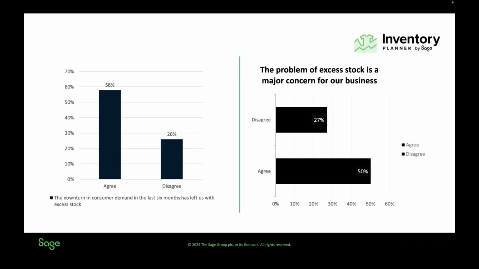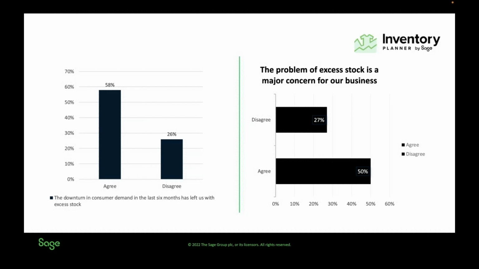Let's talk a little bit more about that survey that I mentioned. So over here at Inventory Planner by Sage, we talk to customers, retailers, day in and day out, but we want to make sure that we're not making assumptions. So for that reason, we do routinely run surveys. Our last survey was run about a month and a half ago, and we surveyed 500 plus retailers.